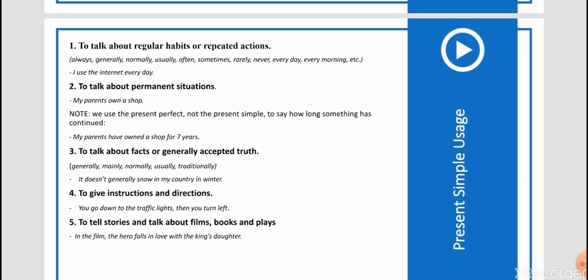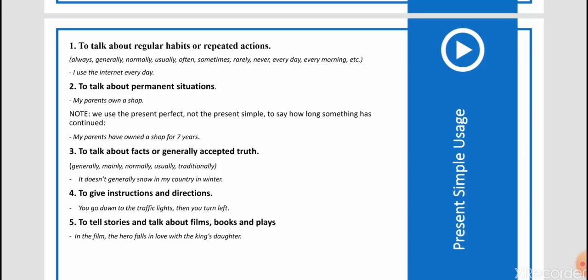Case 3, to talk about facts or generally accepted truths. Time frequencies are generally, mainly, normally, usually, and traditionally. For example, it doesn't generally snow in my country in winter. Case 4, to give instructions and directions. For example, you go down to the traffic lights, then you turn left.